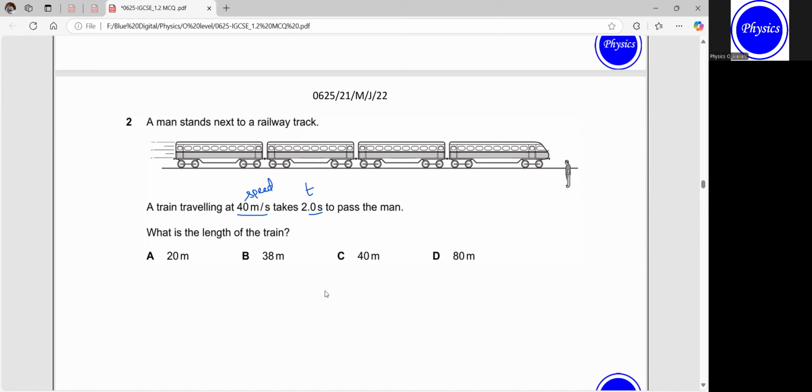Suppose this is the starting point, and from the moment the front of the train starts from that point until it reaches this man's position over here, it takes 2 seconds. So what is the length of the train? Speed is equal to distance divided by time, and we want the distance covered by the train, so it's going to be speed times time. So it's 40 times 2, which is 80.